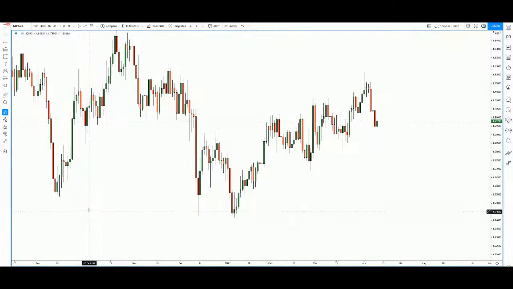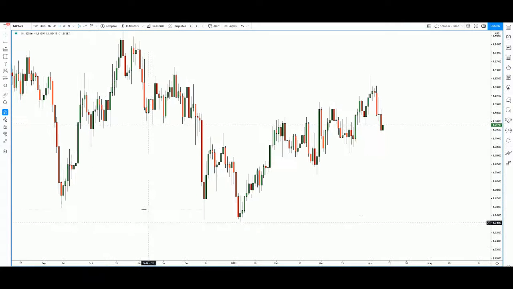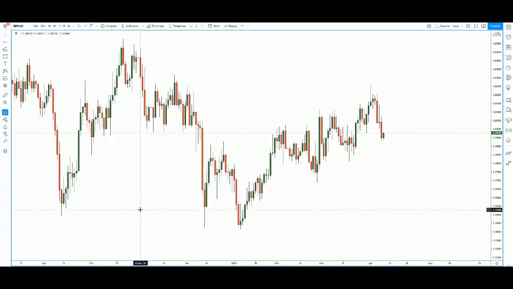Hi, good morning everyone. Welcome to today's trade of the day, and for today's trade of the day we are looking at pound Aussie. Right, so this is what I have here, pound Aussie on the daily.